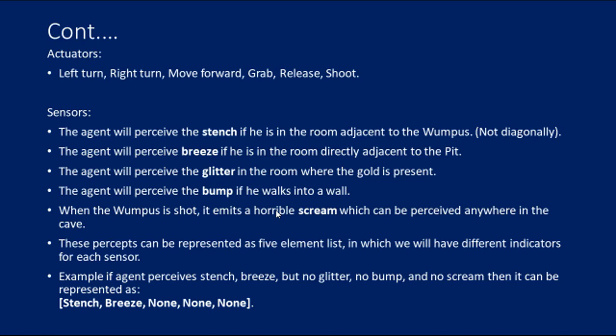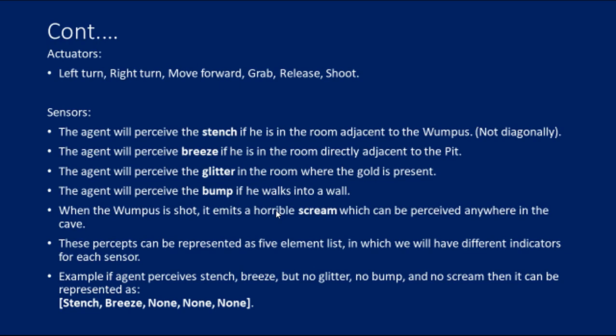When the Wumpus is shot, it emits a horrible scream which can be perceived anywhere in the cave. These percepts can be represented as a 5-element list, with an indicator for each sensor. For example, if the agent perceives stench and breeze but no glitter, no bump, no scream, it can be represented as stench, breeze, none, none, none. Right? So what will be the properties of this Wumpus world?